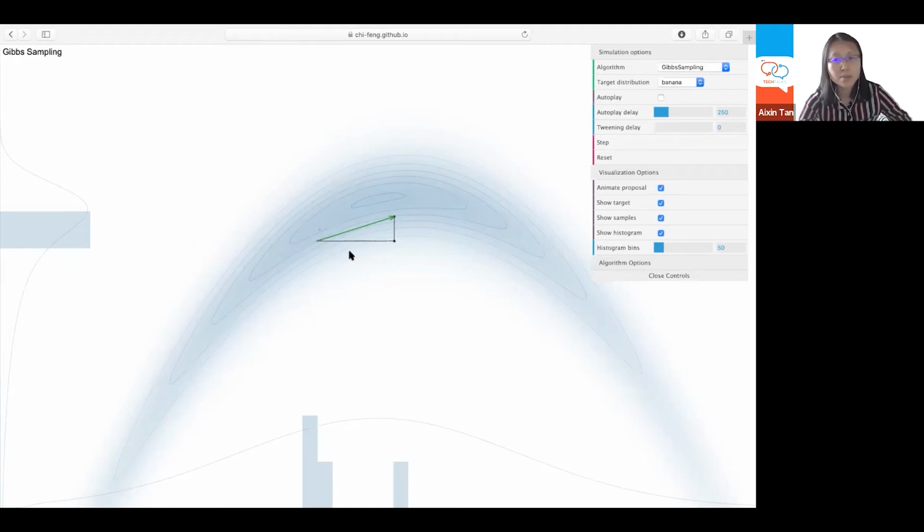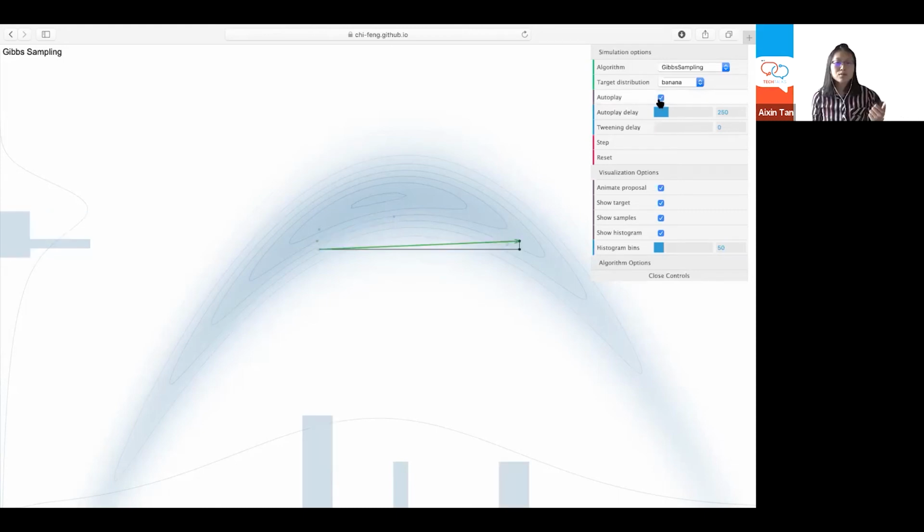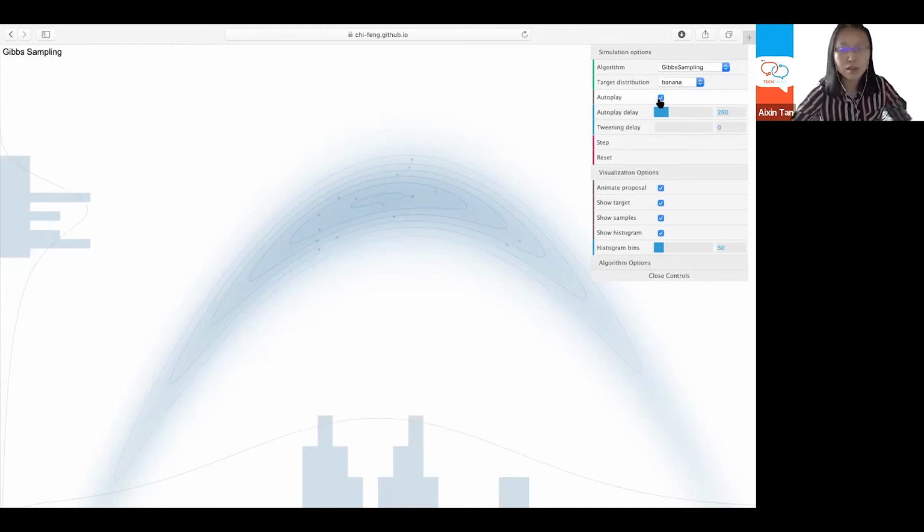This turns out to be a proposal with acceptance rate 1. Okay, so you move there. And then the second step of this iteration, you would fix the x coordinate and sample from the conditional of y, and then you end up going here. And as I said, it's acceptance rate 1 all the time. Okay, so this is how you move along with Gibbs sampler. It's a composition of D Metropolis-Hastings steps, where D is the dimension of the target.